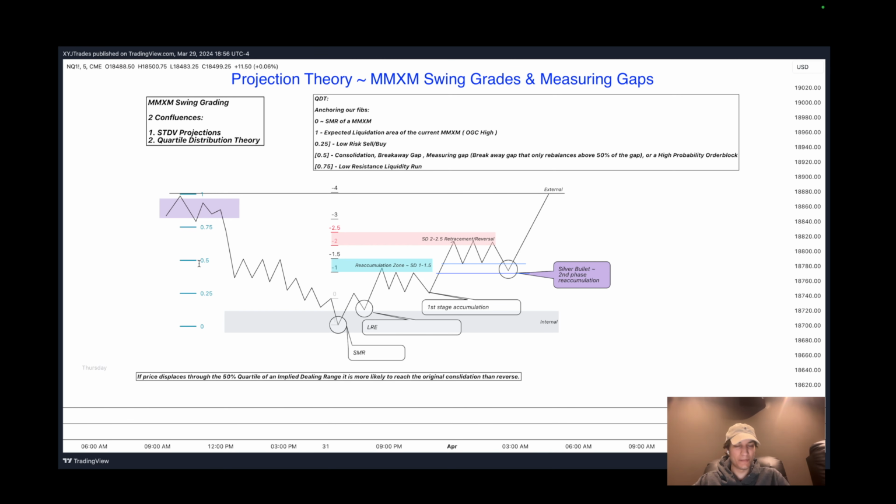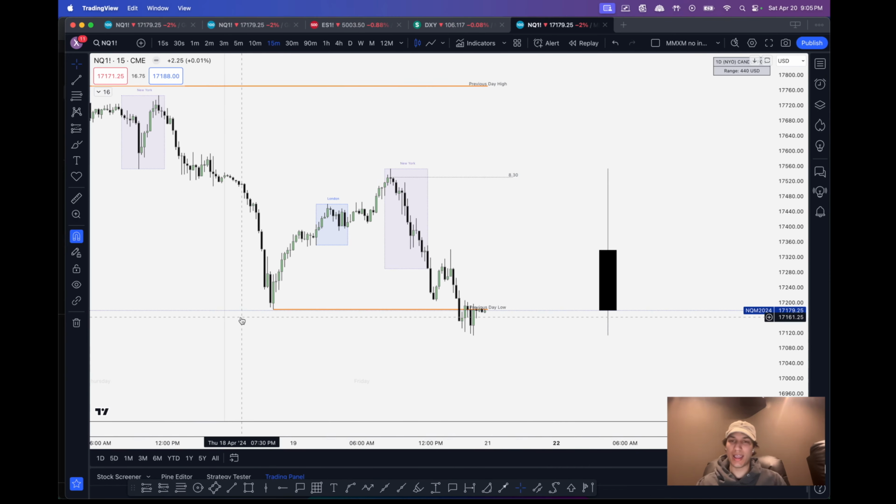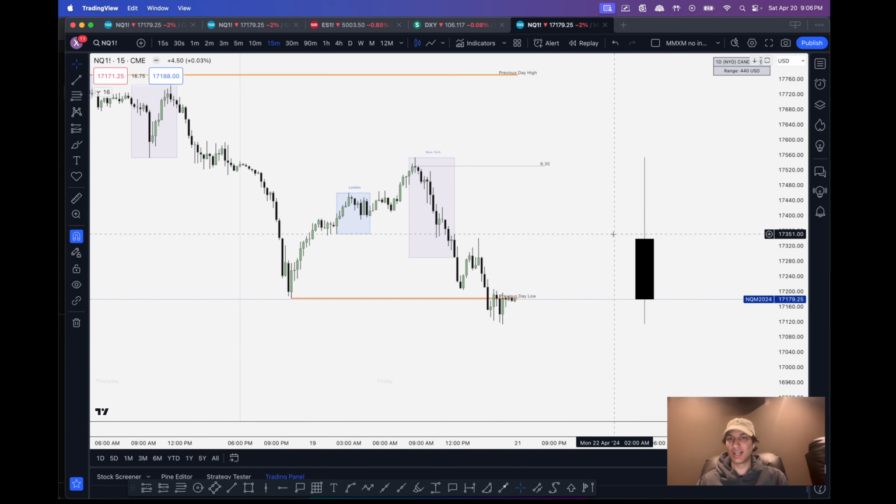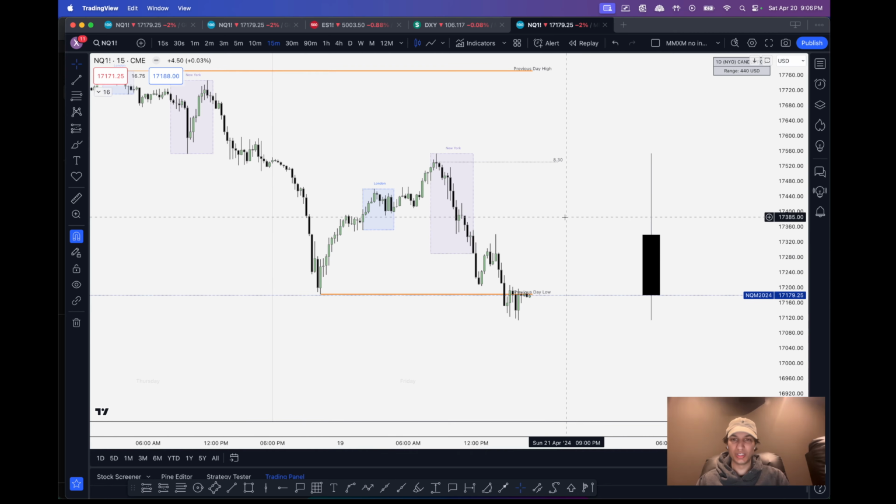Okay, so now that we understand some of these concepts, let's get into a chart and look at how we can use these swing grades and measuring gap theory in combination using a real walkthrough of price action on Friday. So here I have a blank chart of last Friday's price action. And the first thing we want to do is approach this from a top-down perspective going into the day.